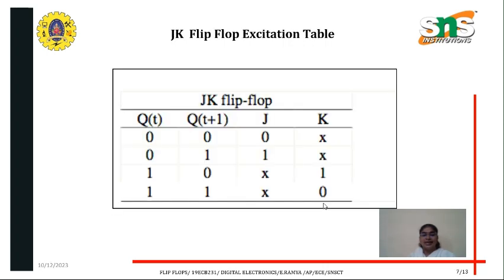The next important thing is the excitation table of the JK flip-flop. So what is meant by an excitation table? From the output we can get the input state. So Q of t is the present state, Q of t plus 1 is the next state, and J and K are the inputs. When Q of t is 0 and the next state is 0, it means J equals 0 and K is a don't care condition. Don't care means it may be 0 or 1. Then 0 to 1 is 1 and don't care. 1 to 0 is don't care and 1. 1 to 1 is don't care and 0.